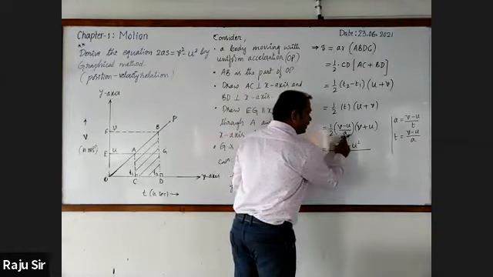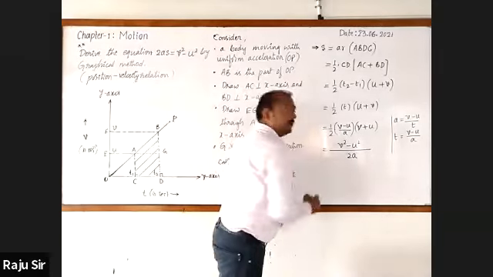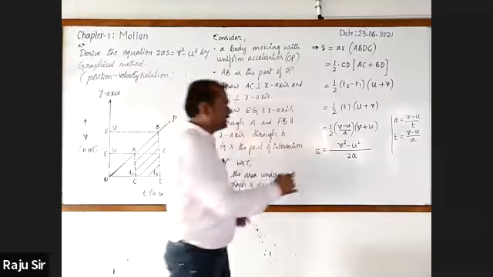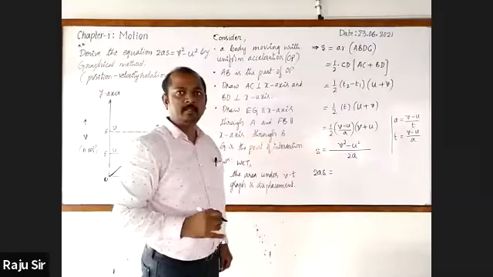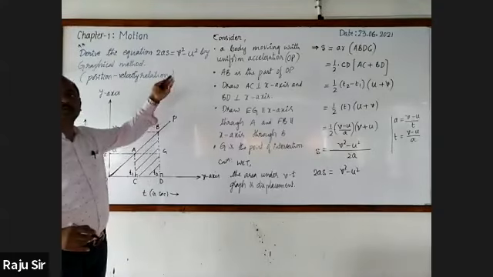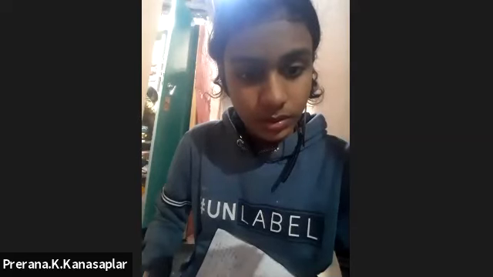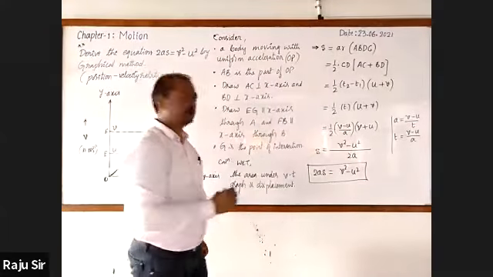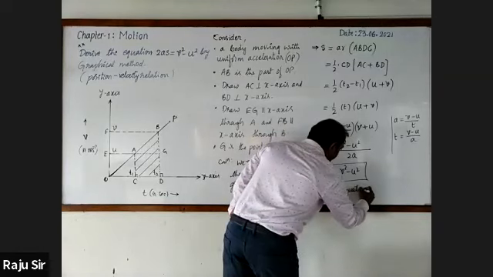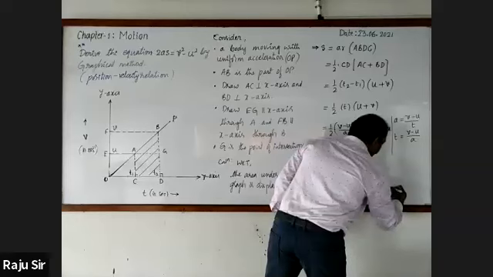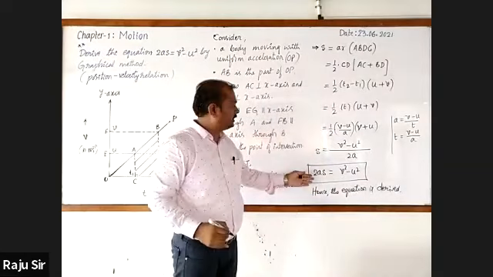You multiply the denominator 2A to the other side. 2A. Just observe, in the LHS what is there? 2A. Right. Now you may go for cross multiplication. 2A into S is equal to V square minus U square. Observe the equation: 2as is equal to v square minus u square. Hence, the equation is derived.